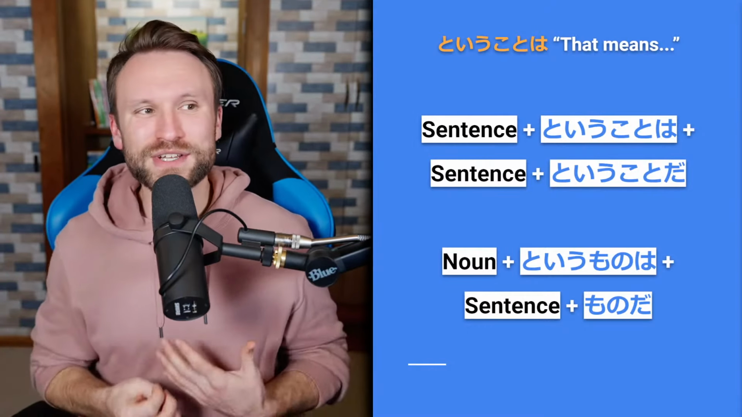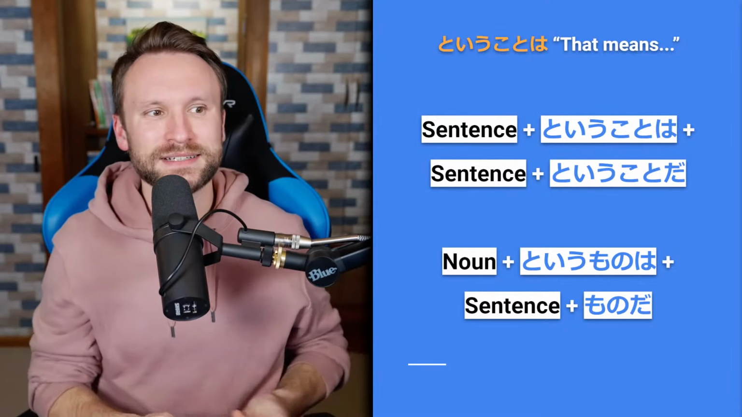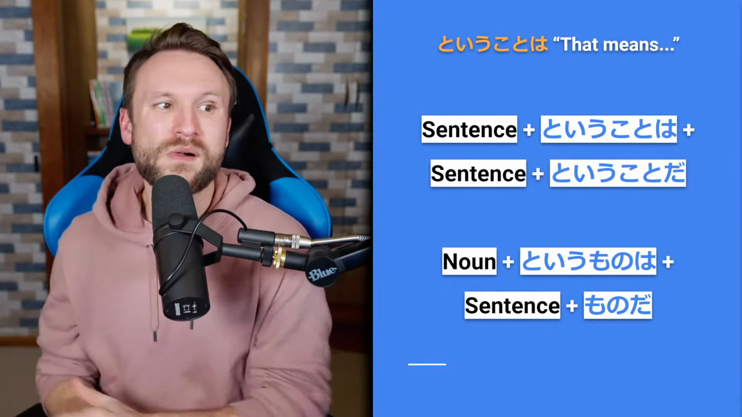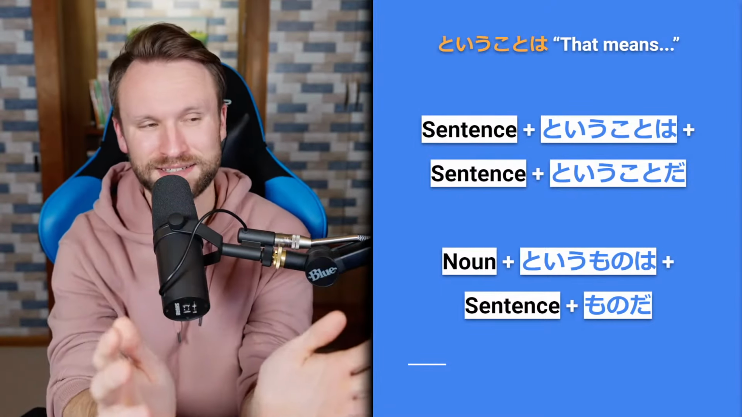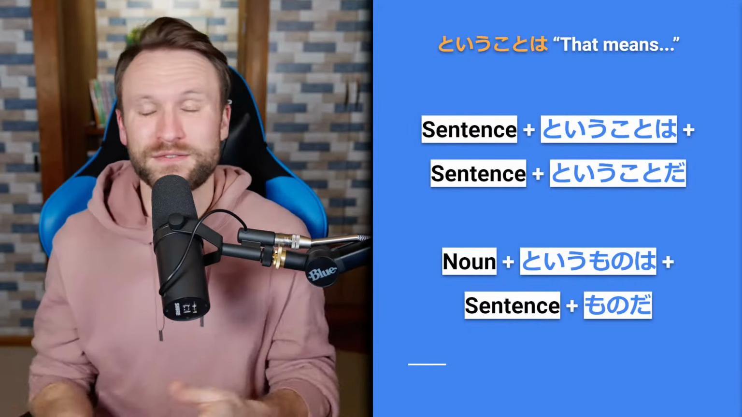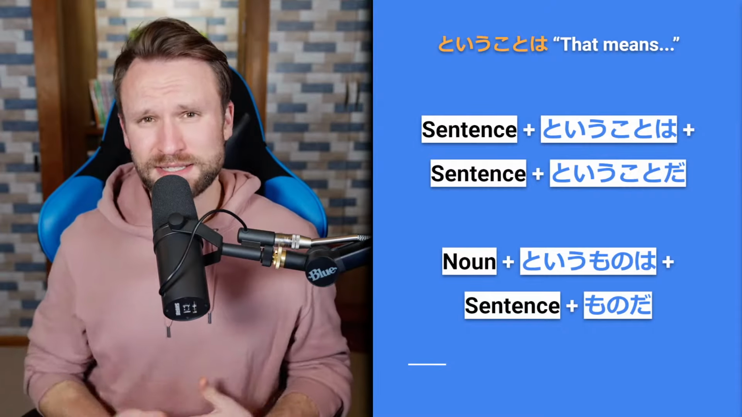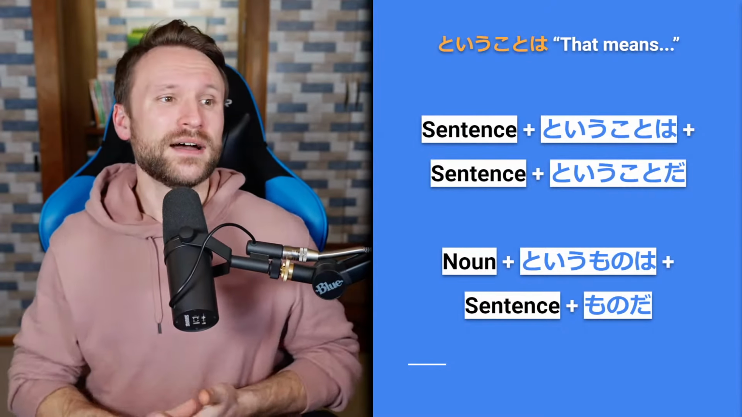So you can actually think of this whole thing as the fact that X means Y. And ということは you could think of as the fact that. And then the ということだ you can think of as means, if that makes it easier for you. That's how I've translated most of the example sentences in this. But yeah, you can think about it.